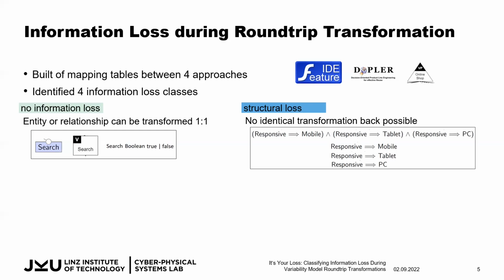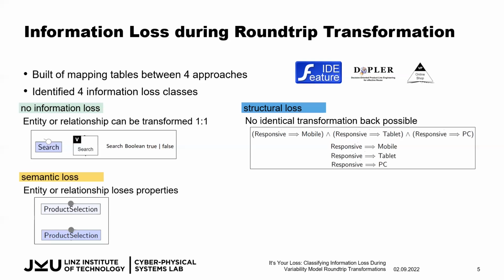And then it can happen during the round trip that you lose some structural information, meaning that you have originally developed a set of constraints concatenated, but when you do the round trip via another approach, these constraints are split up, for instance, or they are written in a different way. They are still defining the same configuration space, but they look different and can be somehow misleading when you know the original model. So that is what we call a structural loss. The configuration space remains identical, but the appearance of the model is different.